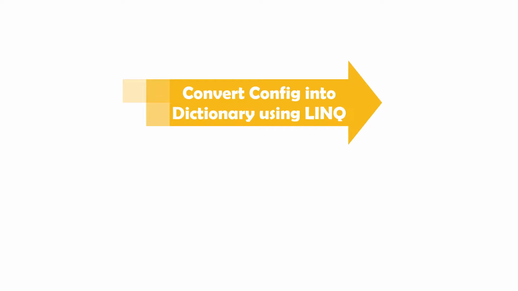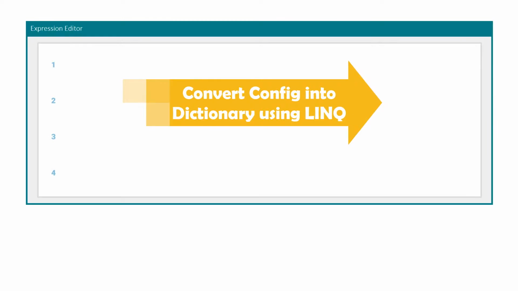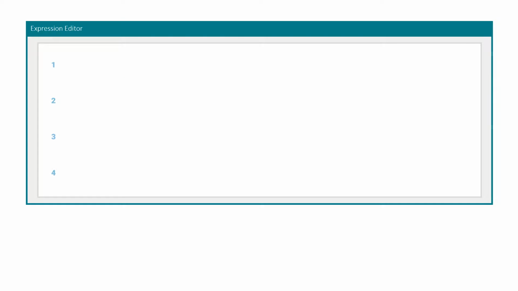Convert config into dictionary using a LINQ query. First I will show you how the query looks like. It consists of 4 parts. The first and last one are brackets. Within these brackets we have 2 parts.